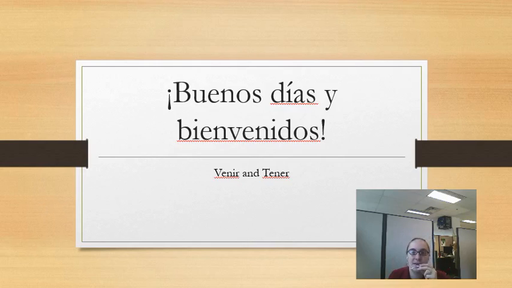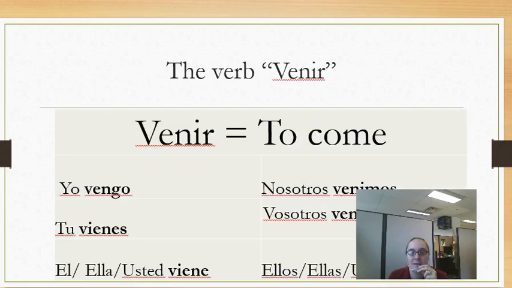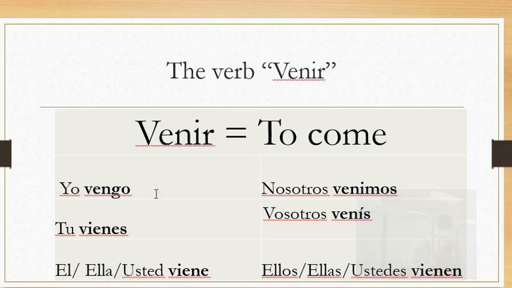So let's take a look at venir and tener and what they look like when you have to change their endings. So first off we have venir. Venir means to come. If I want to use the yo form and I want to say I come, notice the difference is that I put a G before I have my O ending. So this is I come, yo vengo.